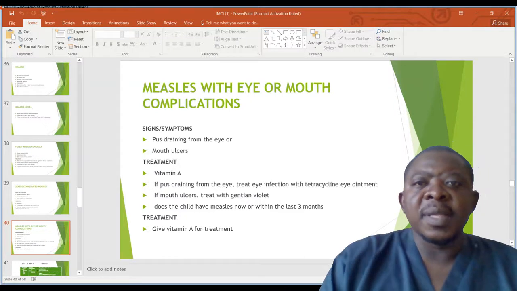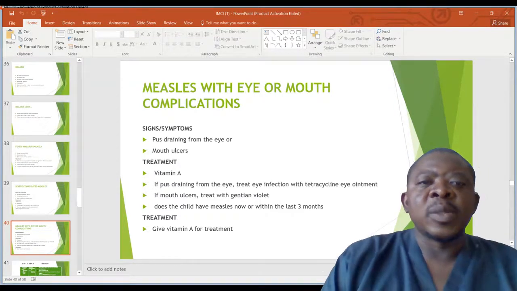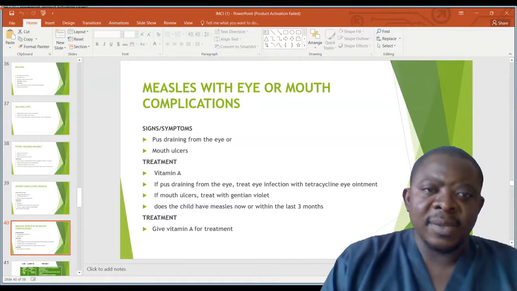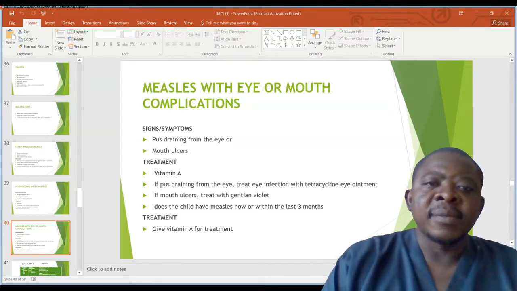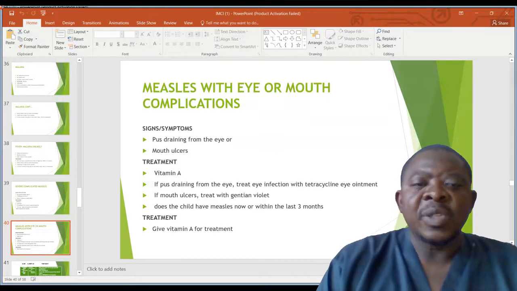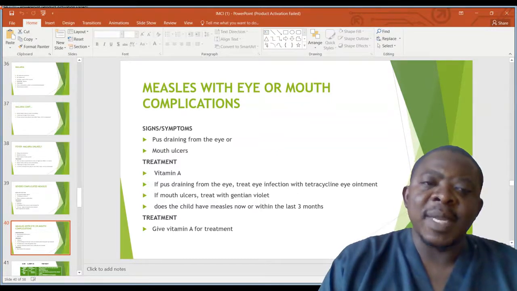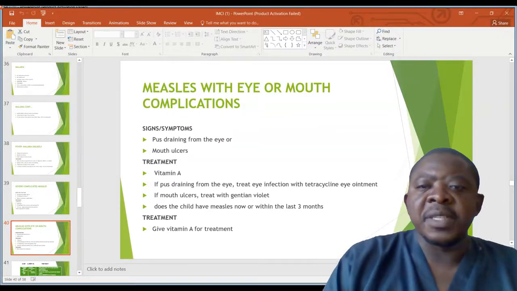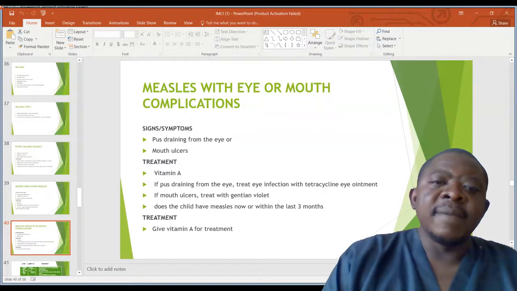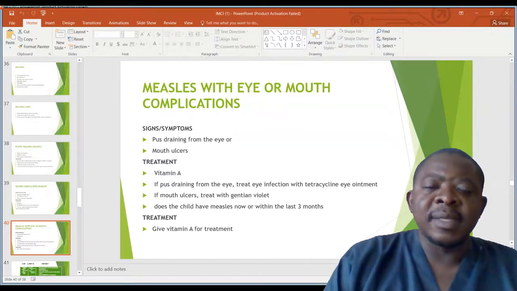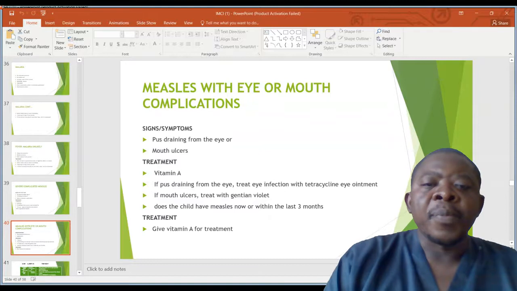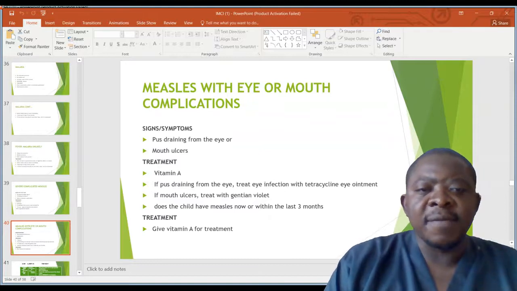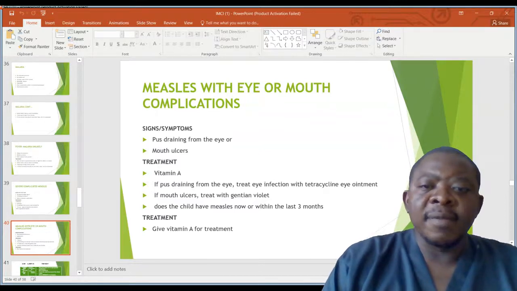Measles with eye or mouth complication. So this one falls under color code yellow. There will be pus draining from the eye, or there will be mouth ulcers. So for this one, treatment is vitamin A, and if pus is draining from the eye, you can treat the eye infection with tetracycline eye ointment. If the child has mouth ulcers, you can also treat by using gentian violet. Okay, does not have measles now or within the last 3 months and the like.